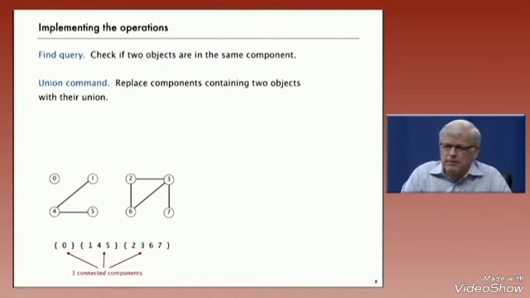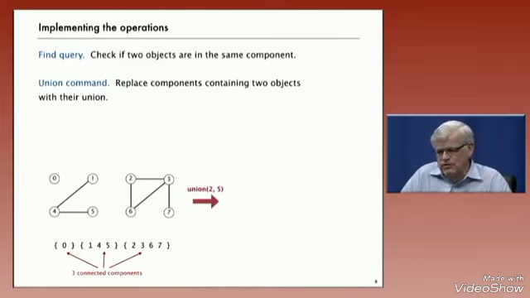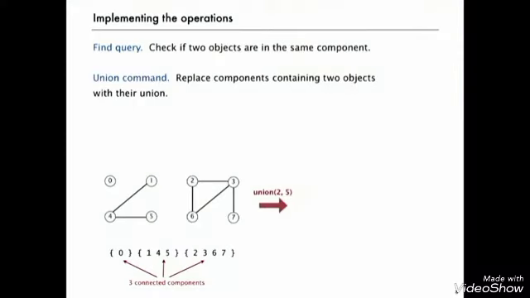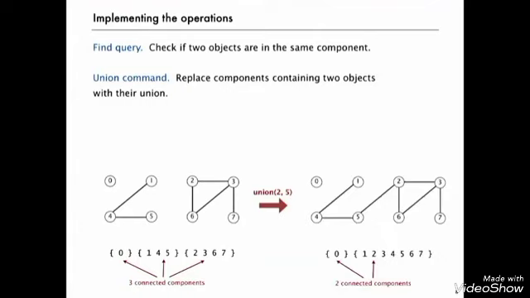Okay, so to implement the operations, we have the find query and the union command. And so we're going to maintain the connected components. The find is going to have to check if 2 objects are in the same component. And the union command is going to have to replace components containing 2 objects with their union. So for example, if we have these components and we get the command to connect 2 and 5, essentially, we need to merge the connected component containing 2 with the one containing 5 to get a big connected component. So now we have only 2 connected components.